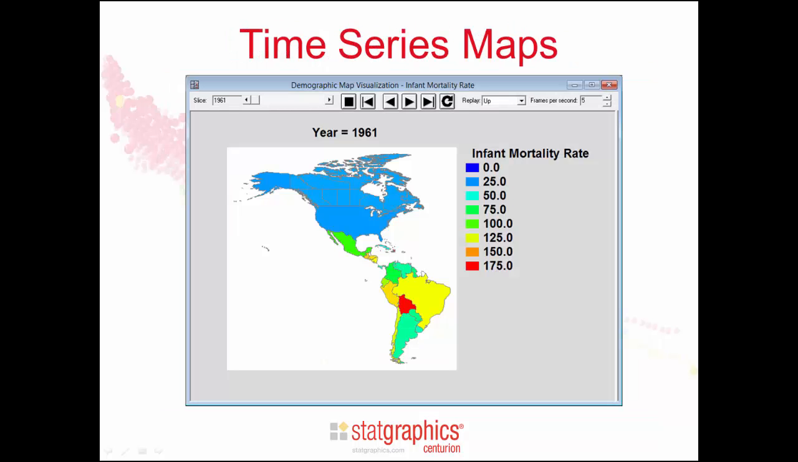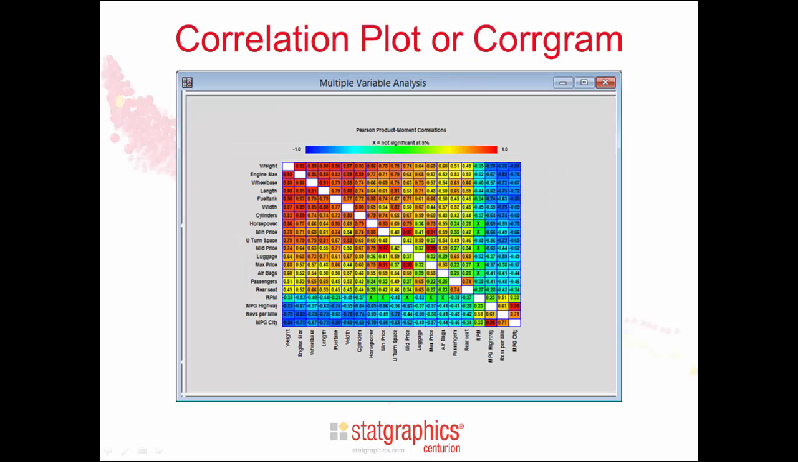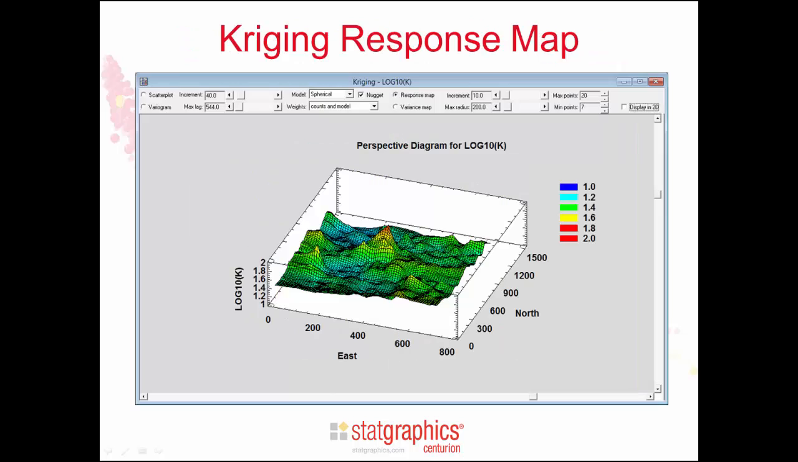The demographic maps now display any area defined by a BNA boundary file. In the visualization Statlet, a variable is selected to color each region, and changes may be seen as time evolves. The correlation plot, or Corrgram, displays a correlation matrix by coloring each cell according to the magnitude of the correlation. Variables are positioned according to the first principal component, which places similar variables close to each other.